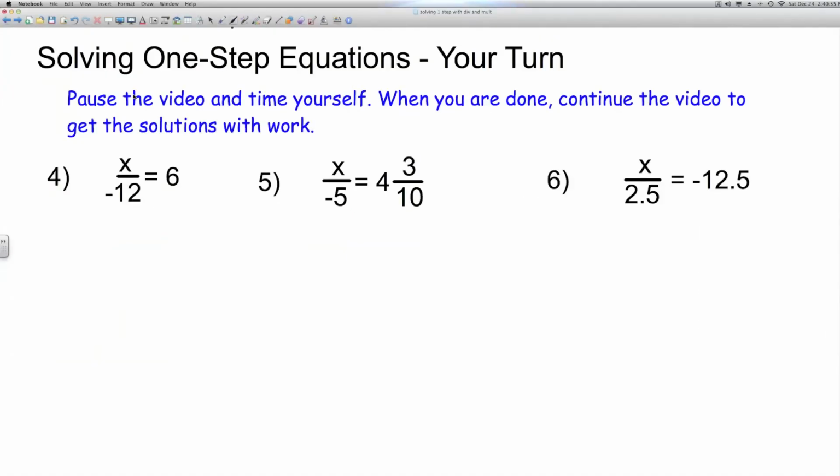Solving one-step equations, your turn. As you saw in the previous examples, I used multiplication to solve the equations. What you're going to do is use multiplication to solve these three equations. You should pause the video and time yourself. I'd say about anywhere from 6 to 10 minutes would be a sufficient amount of time. When you're done, continue the video and then you can get the solutions to your work. So pause the video starting now.